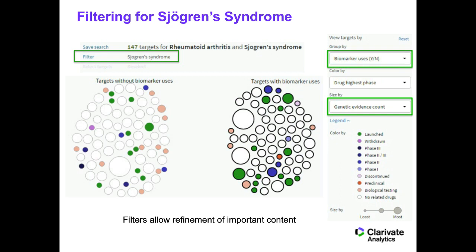I also changed the size of these circles to be representative of the count of genetic evidence related to each of these targets, and again, with the particular disease that I filtered for, Chigorin syndrome. So from this visual, there are some potentially interesting targets for Chigorin syndrome, but how can we start prioritizing these targets without individually clicking on each one and looking more detail about it?